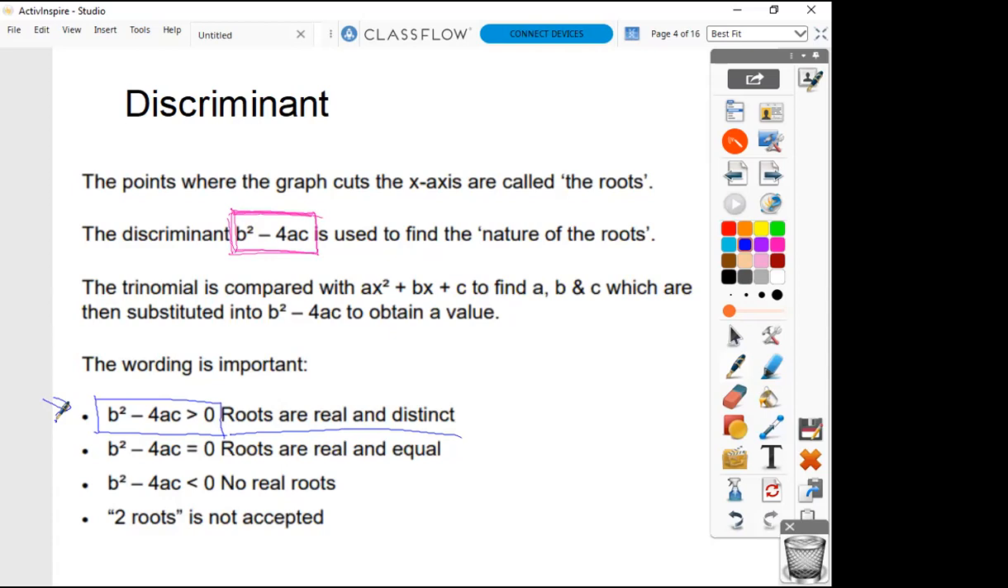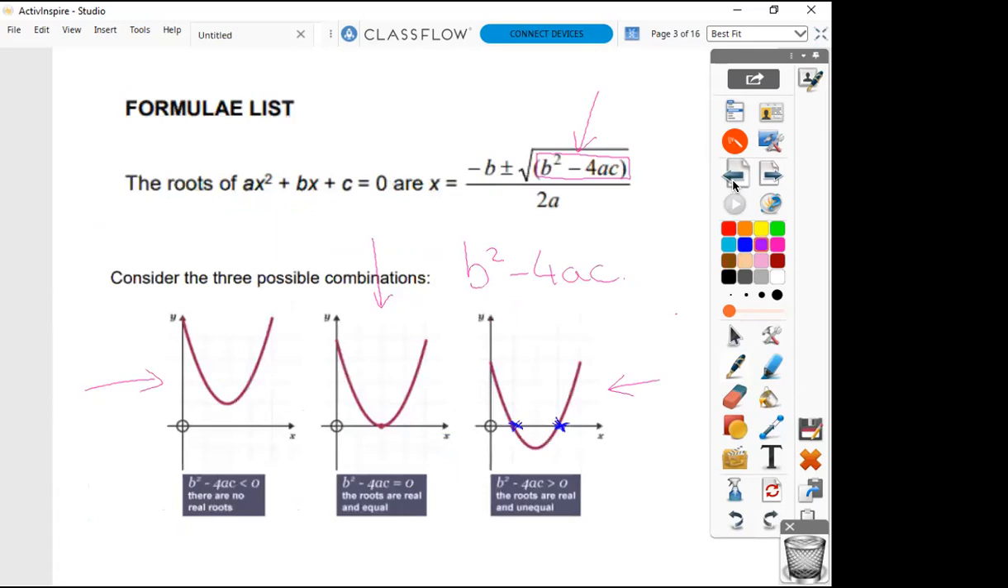Okay, so when we substitute our numbers in, if we're getting an answer greater than 0, then it should be quite obvious. The roots exist. They cut through the x-axis twice. If we get an answer equal to 0, the roots are real and equal. So there is a root, but there's only one root. That's what we're talking about in the middle there. It only touches the x-axis in one place. So the root of that equation is also its turning point.